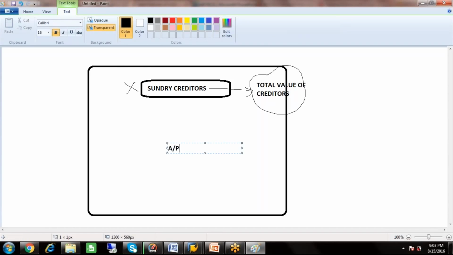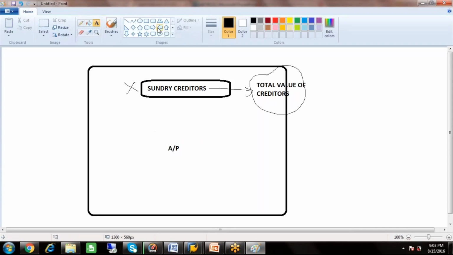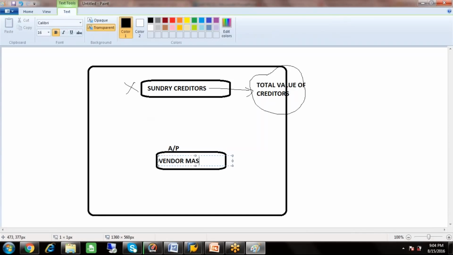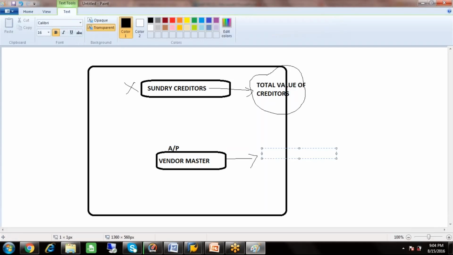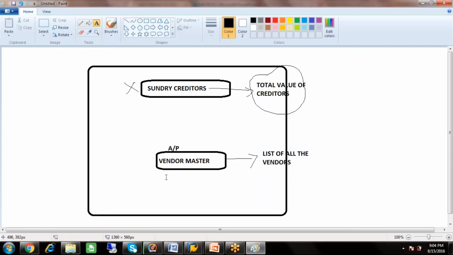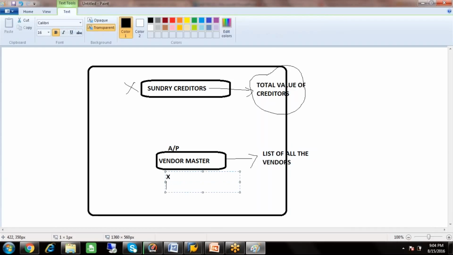I'll come to my accounts payable, and here I'll create one record which we call as a vendor master. Now, what do I mean by a vendor master? In simple terms, it's nothing but a list of all the vendors. Someone like X, or someone like Y, or someone like, let's say, Z.